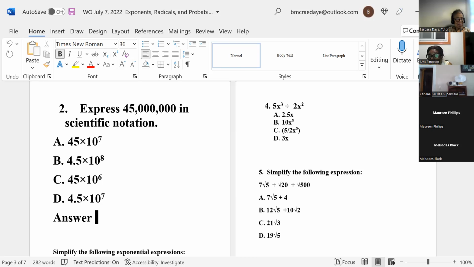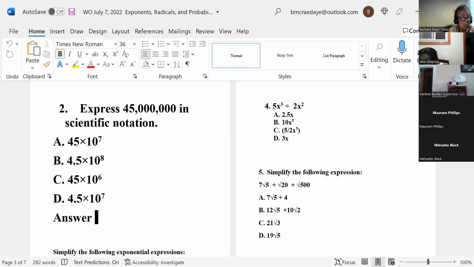Would it be 45 to? No, you have to have a number between 1 and 10. It can't be 45. So you can eliminate A and C because the first number has to be less than 10. A and C are 45, so you can eliminate them. It's between B and D. Which one, Alva? I would say B.